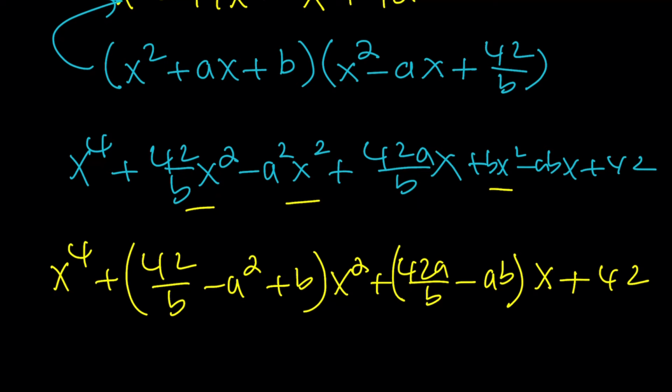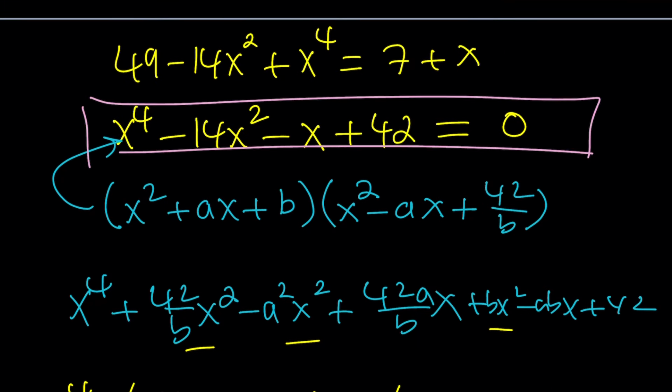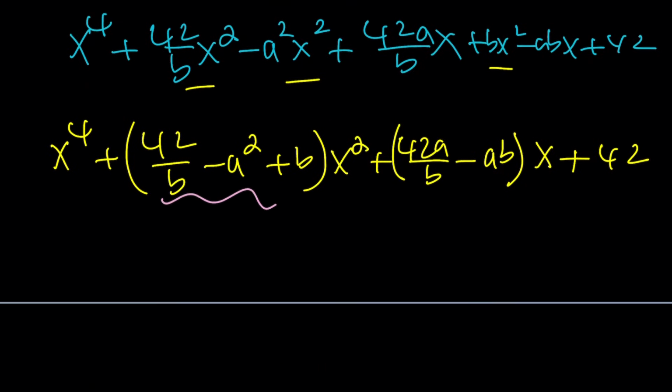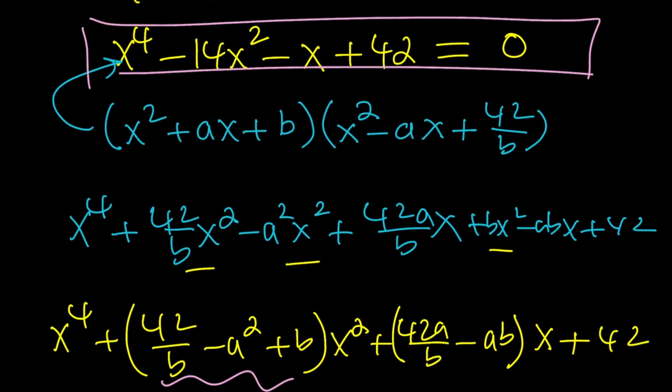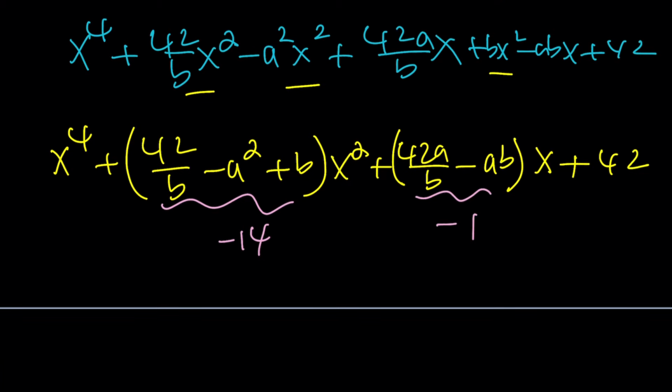Now compare this to this expression right here. The coefficient of x squared is negative 14, so this is supposed to be negative 14. And the coefficient of x is negative 1 in the quartic, so this is supposed to be negative 1. Obviously, that's a system of two equations with two variables. It's not linear, but you can still solve it. Hopefully, you should be able to solve it.